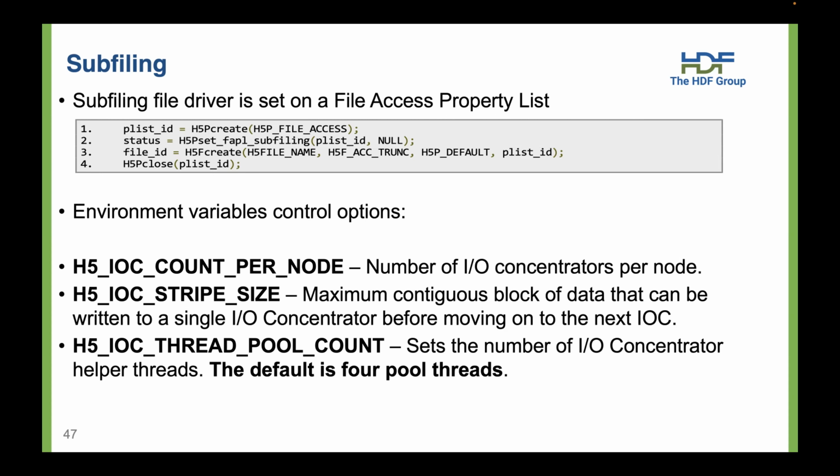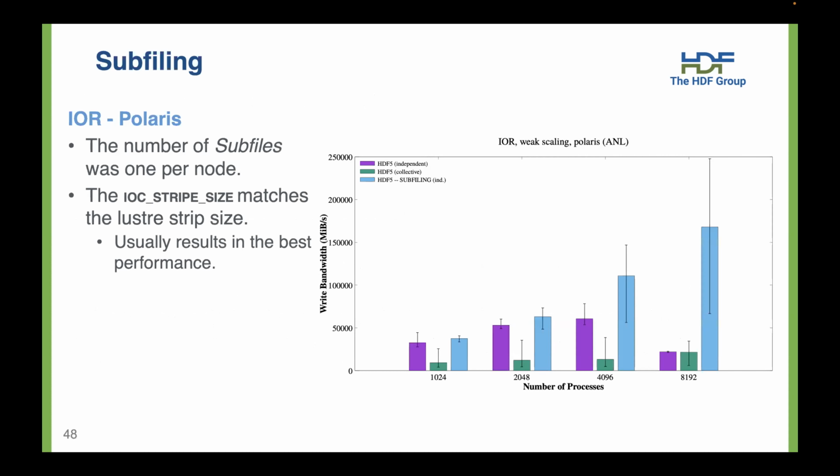So it should run, if you're not oversubscribing the threads, it shouldn't have a large impact. So I ran IOR on Polaris. For this case, I just used all the defaults for subfiling. I used one node, one subfile per node, and a stripe size that matches the Lustre stripe count.